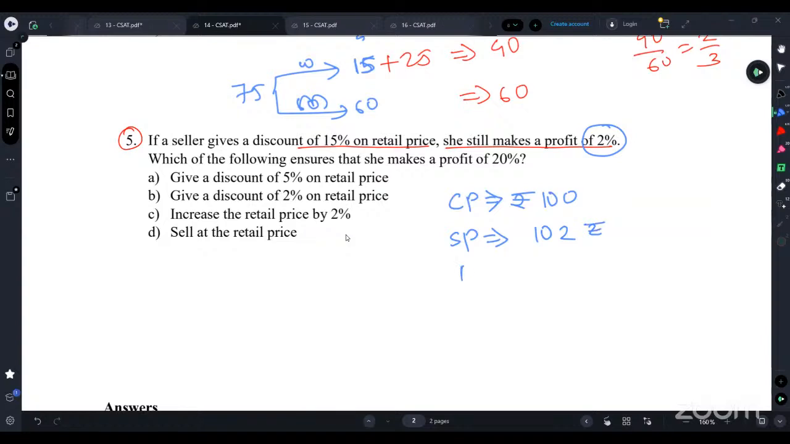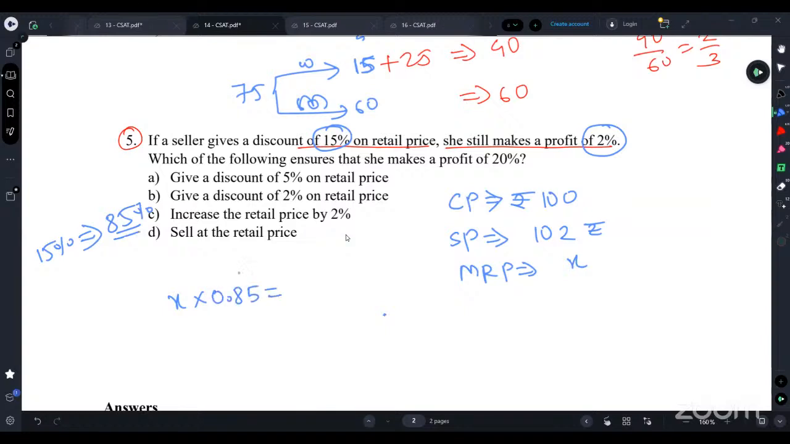Now she will have some MRP, maximum retail price, on the product that we want to find out. So what will be that MRP? She is giving 15% discount, right? So let's say that MRP is X. So X into 15% discount. So what does 15% discount mean, guys? It means she is taking only 85% of the amount, right? So 85% of the amount is basically 0.85.